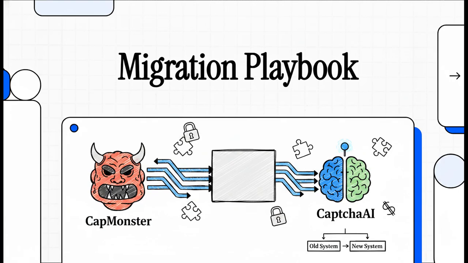Today, we are focusing on a highly specific but absolutely critical operational shift for developers handling automation at scale. We're talking about migrating managed cloud capture workflows from CapMonster to CaptchaAI. Now, if you're managing a pipeline that processes thousands or maybe even millions of requests, you already know that infrastructure overhead, capture coverage, and cost predictability are just paramount.